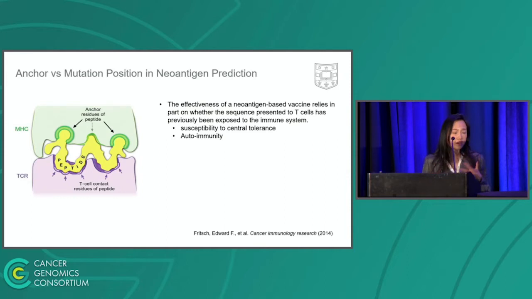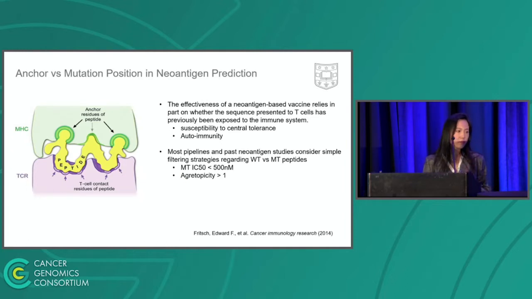If incorrectly selecting for the wild-type peptide, then you will result potentially in susceptibility to central tolerance and potential for autoimmunity. Since the vast majority of the somatic mutations found currently are SNVs, the differences between your wild-type and mutant peptide are really subtle, and it's important that you're interpreting this in a cautious sense.